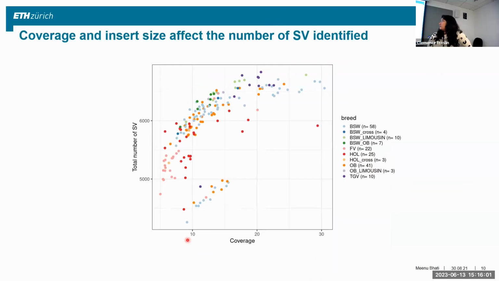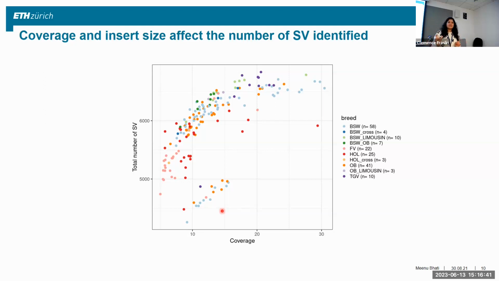As I was mentioning with the coverage and insert size effect, here you can see the coverage in the genome, this is the breed-wise distribution. Here you could see that along with the coverage, the number of SVs is increasing, but interestingly, you will find this cluster and you would ask why the number is so low even though the coverage is high. The reason was the insert size. When you split DNA into multiple chunks and sequence them, the insert size is the length of both paired reads and the distance between the two read pairs.